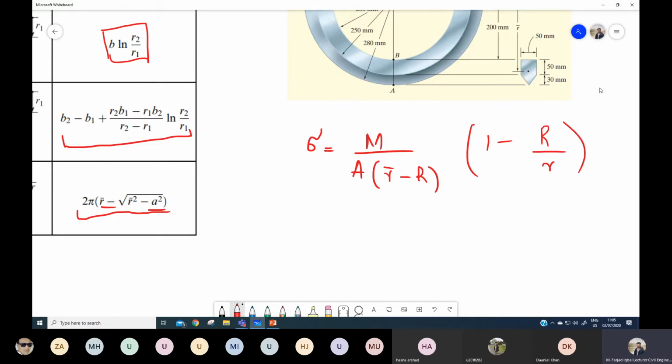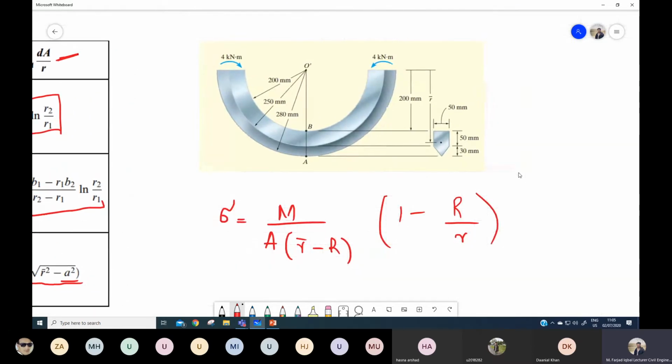Now if we want to calculate the stresses at any cross section, let's consider this cross section. This small r distance is the distance from the center of curvature to these particular points. For example, if I want to calculate the stress at this point B, this r distance would be 200 millimeter. Similarly, if I want to calculate the stress at this point A, then this r distance would be 280 millimeter. So this r distance is a variable. If you want to calculate the stresses at different points, we have different distances.